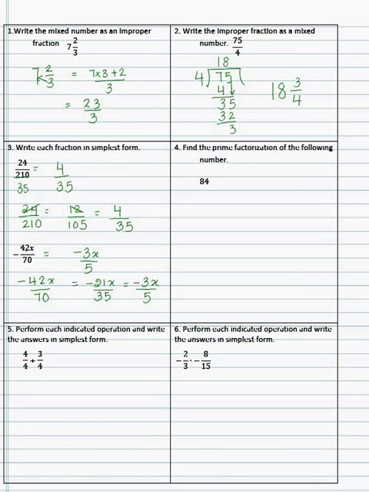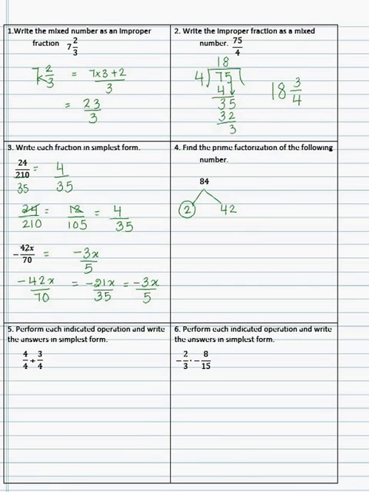Find the prime factorization of the following number. So prime factorization is you're going to pick the prime factors of the number 84. You can start with any number. I'm going to pick 2. 2 goes into 84 42 times. I'm circling my prime. 2 is a prime.